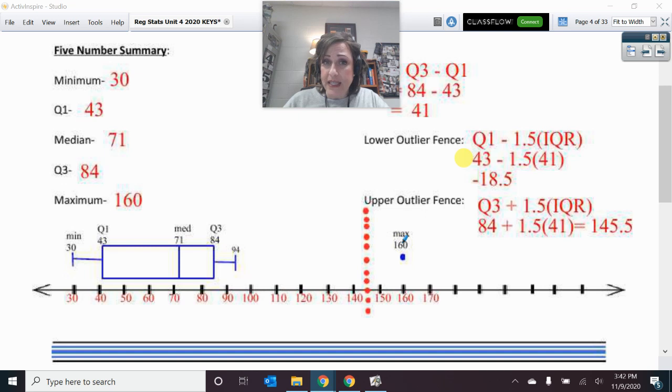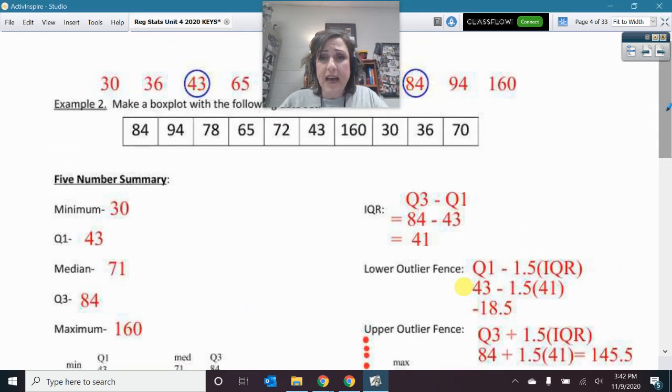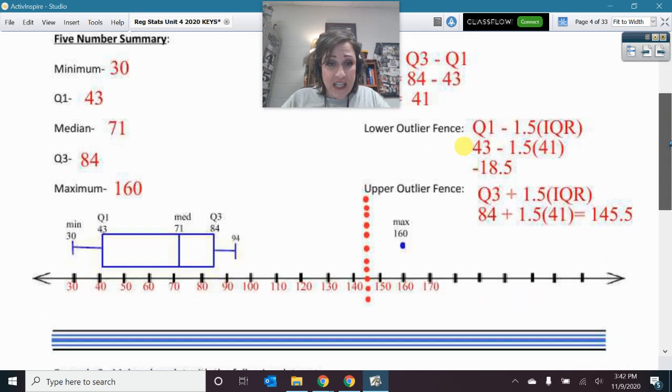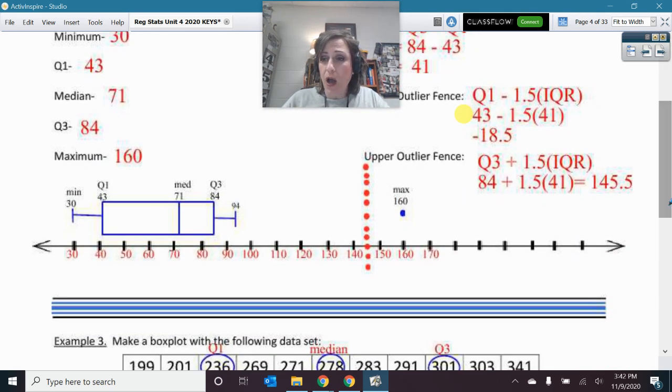Every piece of data that is an outlier would have its own dot out there. So if you had 3 outliers, they would all have their own individual dot. But remember that your whisker does not touch the fence. Your whisker does not go to the dot. It does not cross that fence. Your whisker goes to the next piece of data inside the fence. So that is 294.